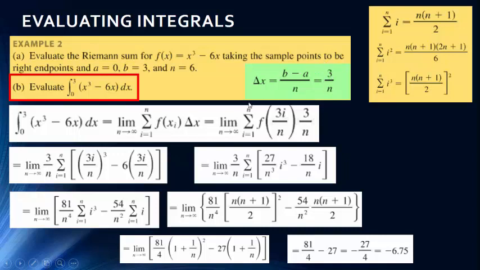Remember, then you need to find your x value, so you can substitute in your f of x for f of x sub i. And this is simply, where your a value is, a plus delta x sub i. In this case, since a was 0, we just have delta x sub i, or delta x, 3 over n times i. Once we have that, we do the substitution. We had x cubed, so it's 3i over n cubed minus 6 times 3i over n. These are our x substitutions, f of x sub i. And then we keep working through the algebra until we isolate the i's, and then substitute in these formulas that you need to commit to memory.